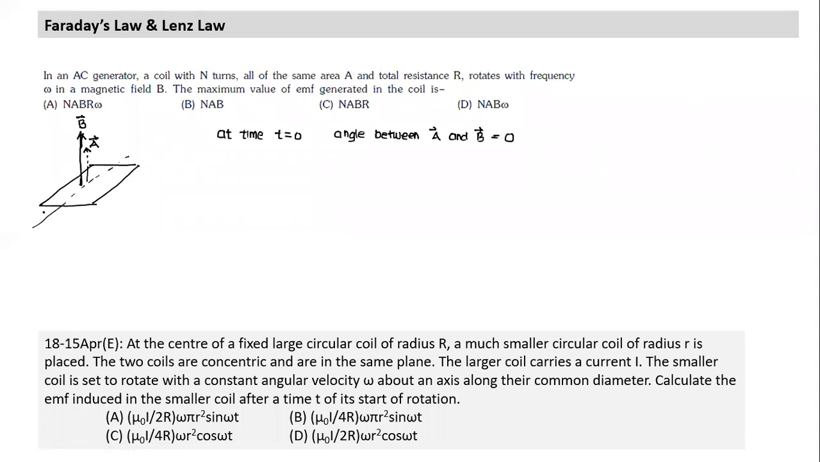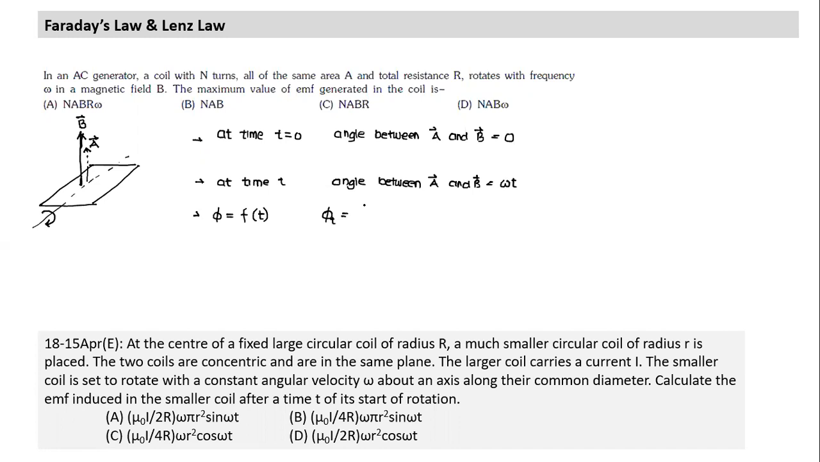Now when we start rotating with angular velocity omega, if angular velocity is omega, at time t what will be the angle between them? The angle between the two vectors will be omega t. So if I want to calculate phi as a function of time, can I calculate what is the flux at time t?